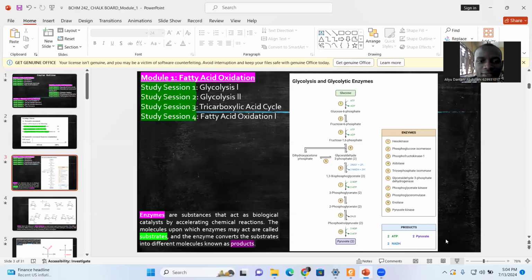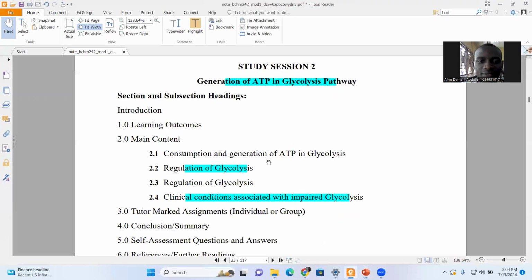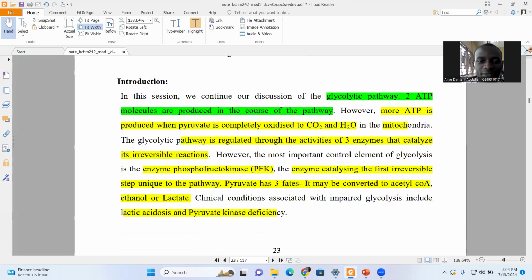That said, let us go back to your lecture note. All right. So the basic introduction here is we already summarized from the last study session that glycolysis produces two ATP molecules. ATP is the energy currency of the cell. Okay. However, more ATP is produced when pyruvate is completely oxidized to CO2 and H2O. This is where we delve into the citric acid cycle. Okay. In the mitochondria.